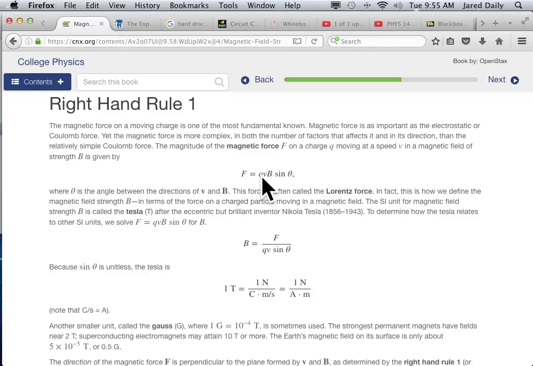So it turns out that the angle between velocity and magnetic field matters. When is this force going to be the strongest? What angle? The sine goes between 0 and 1, so when is the sine of an angle equal to 1? Anybody know?